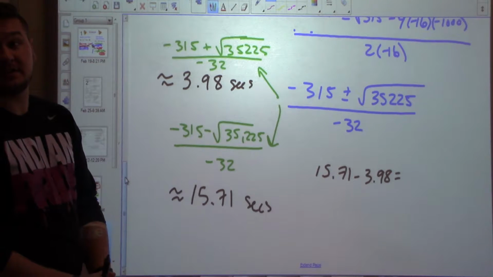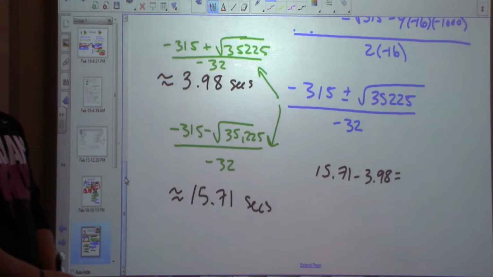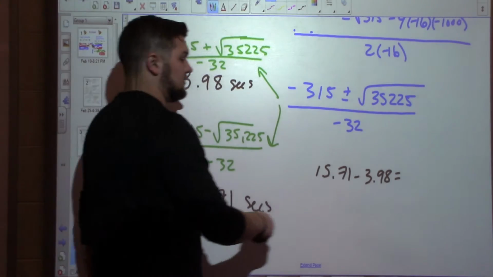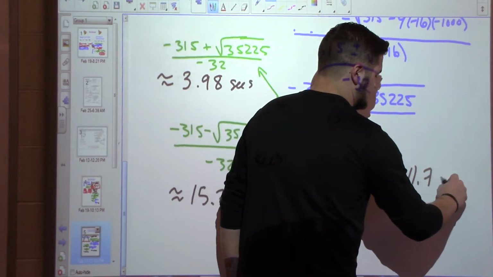Q, what'd you get? I was still doing calculations. Alright. Colton, what'd you get? 11.73 seconds.